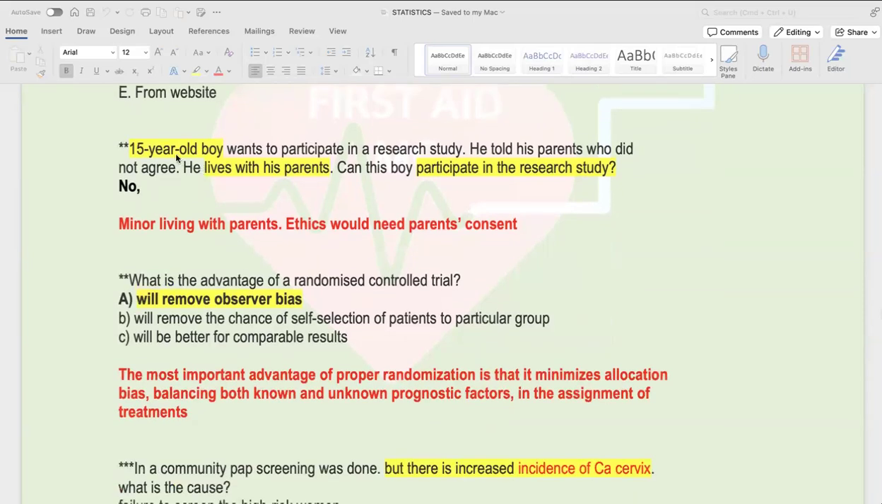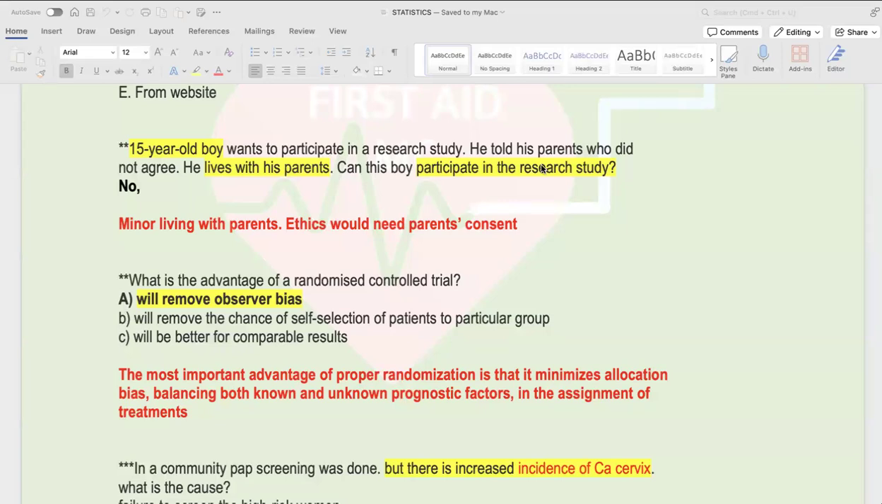Okay? A 15-year-old boy wants to participate in a research study. He told his parents, but parents did not agree. He lives with his parents. Can this boy participate in the research?